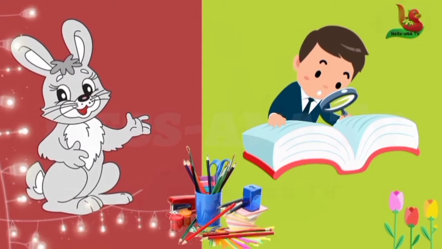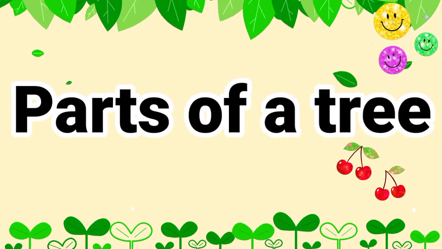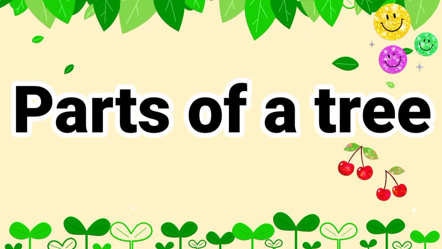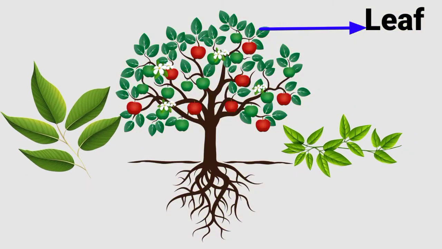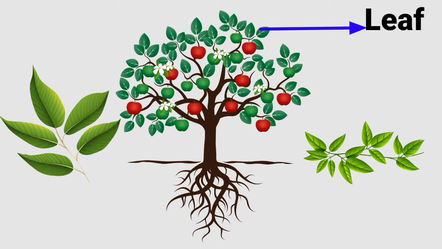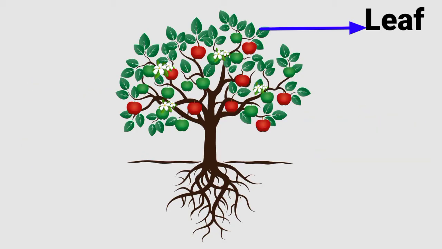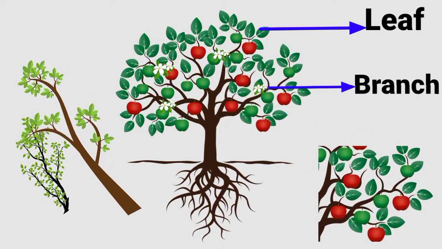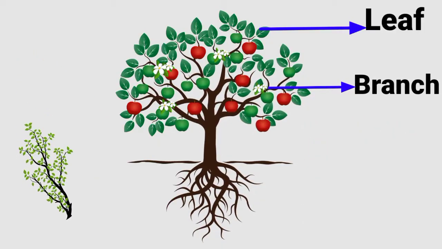Alright, today we'll be learning parts of a tree. Parts of a tree. Can you repeat? Good job. The first one is leaf. Leaf. Branch. Branch. Can you say that? Branch. Good job.